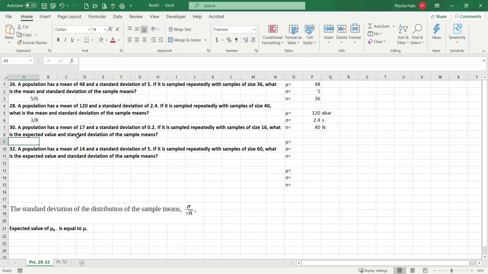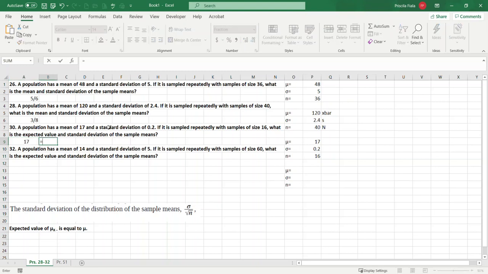Now pay attention to how it changes. A population has a mean of 17 and a standard deviation of 0.2. It is sampled repeatedly with a sample size of 16. What is the expected value and standard deviation? The expected value is equal to the mean, just like up here. So my mean is 17.